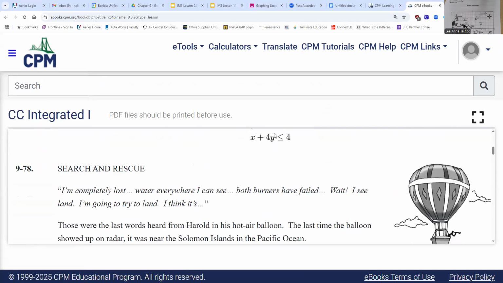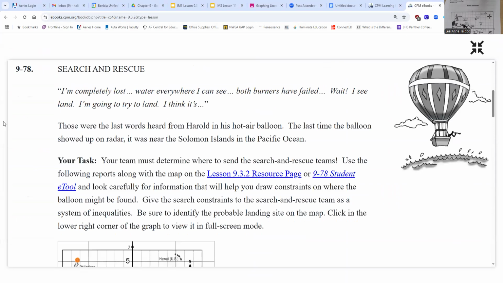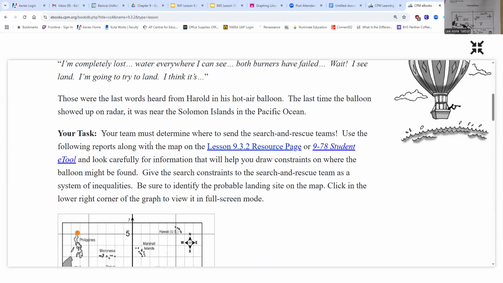Search and rescue. I'm completely lost. Water everywhere I can see. Both burners have failed. Wait, I see land. I'm going to try to land. I think it's. Those are the last words heard from Harold in the hot air balloon. Oh, goodness. The last time the balloon showed up on radar, it was near the Solomon Islands in the Pacific Ocean. Your task. Your team must determine where to send the search and rescue teams.